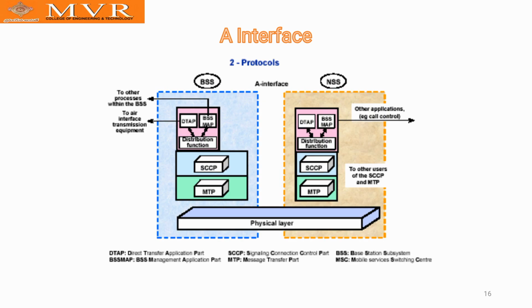This is the interface protocol 2. This protocol 2 acts as the interface of BSS and NSS. It has the data of the physical layer. This physical layer is used by other applications in DTAP, data transmit application part, and in this application part, for example, the other applications are call controlling, call recording, and so on.